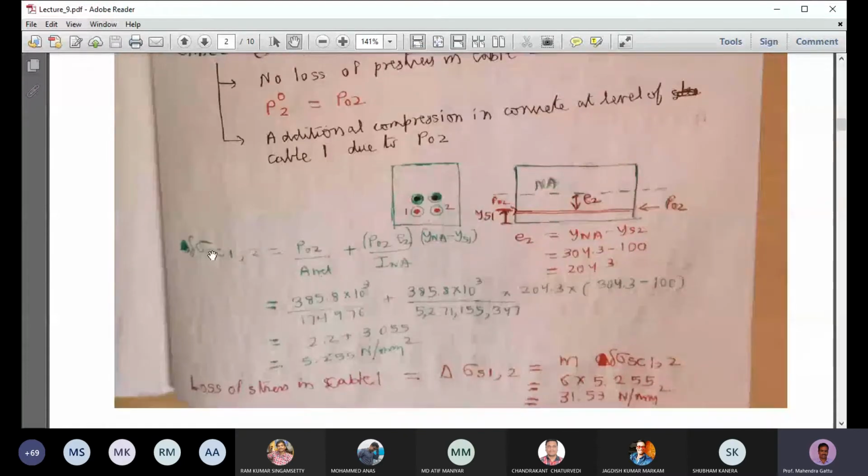So we calculate the stress in the concrete at cable 1. Delta sigma means the additional compression produced in the concrete near cable 1 due to the post tension force from cable 2. So that is P02 by A net plus My by I. M is P02 into the moment lever arm, so it will be P02 into E2. And the distance of the concrete at the level of cable 1 will be y neutral axis minus YS1.